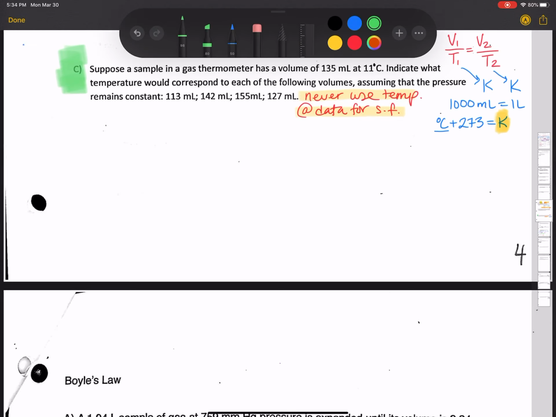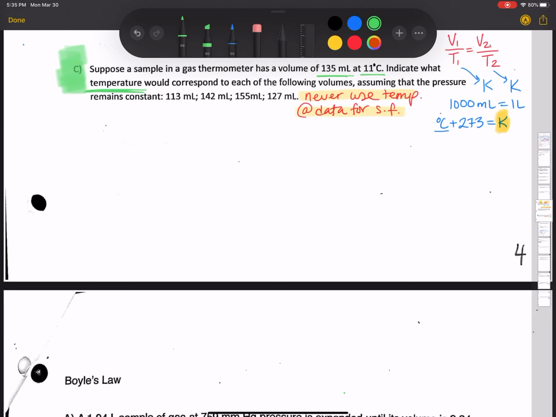So for the first question, it says, suppose a sample in a gas thermometer has a volume of 135 milliliters at 11 degrees Celsius. So there's my volume, 135 milliliters. There's the temperature, 11 degrees Celsius. Right now, I don't know if that's V1 T1 or if that's V2 T2. It then says indicate what temperature would correspond. So I'm going to ultimately be looking for the temperature.